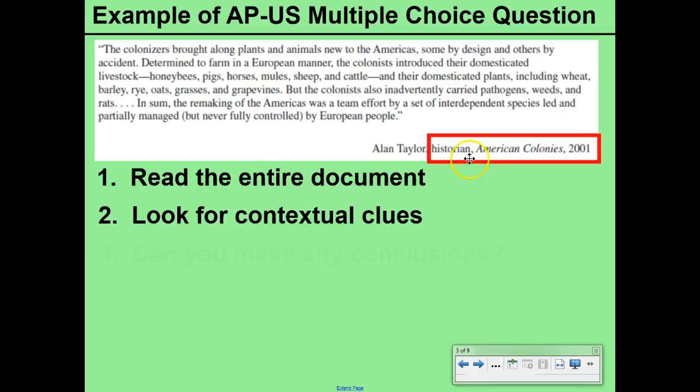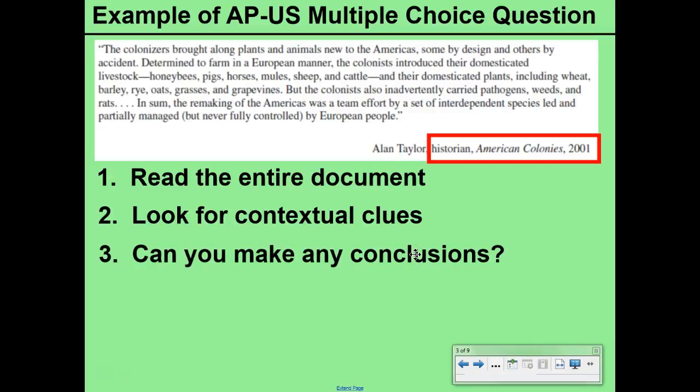One thing you always want to look for is the source information. Right here we can see this is from Alan Taylor. He's a historian. It's from a book entitled American Colonies, and it was published in 2001. So we can clearly see here that whatever's going on up here in this document is about the American colonies. That's what it's referencing. So look for the clues. Look for key words up here. I don't want to spoil it, but I'm pretty sure you know what's going on here and what event they are speaking of in this historical text.